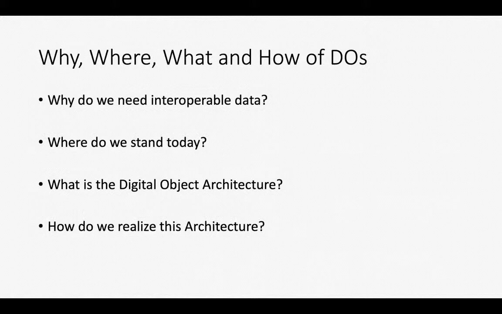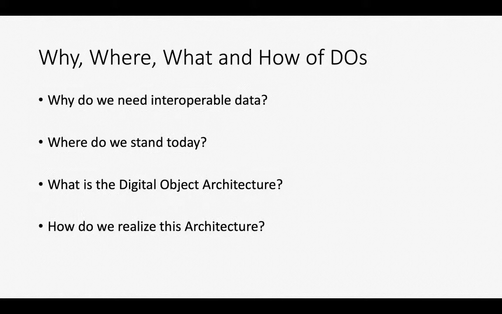We'll talk about what the digital object architecture actually consists of, along with some of the background of building an infrastructure such as this, and what has happened in previous cases of similar technologies that were developed. And then we'll look at how we realize this architecture, and that's where the RAPID project actually comes in, setting up an implementation of services that build this architecture.